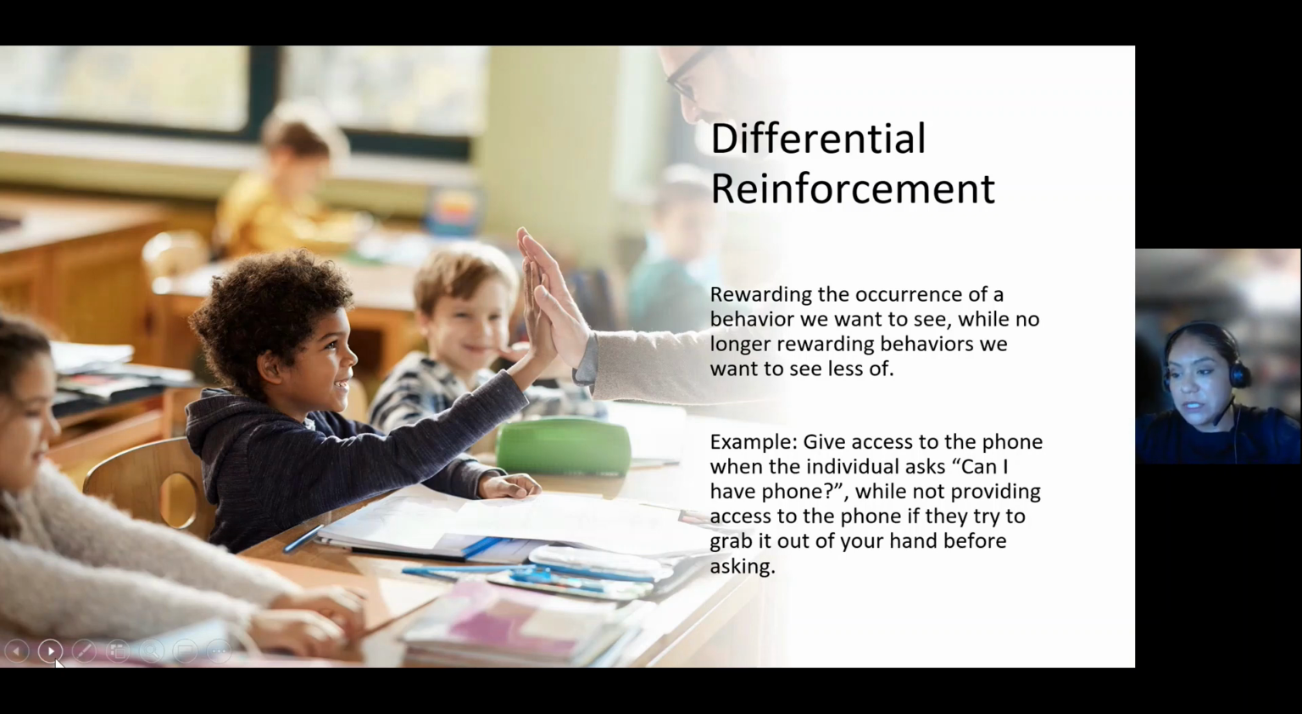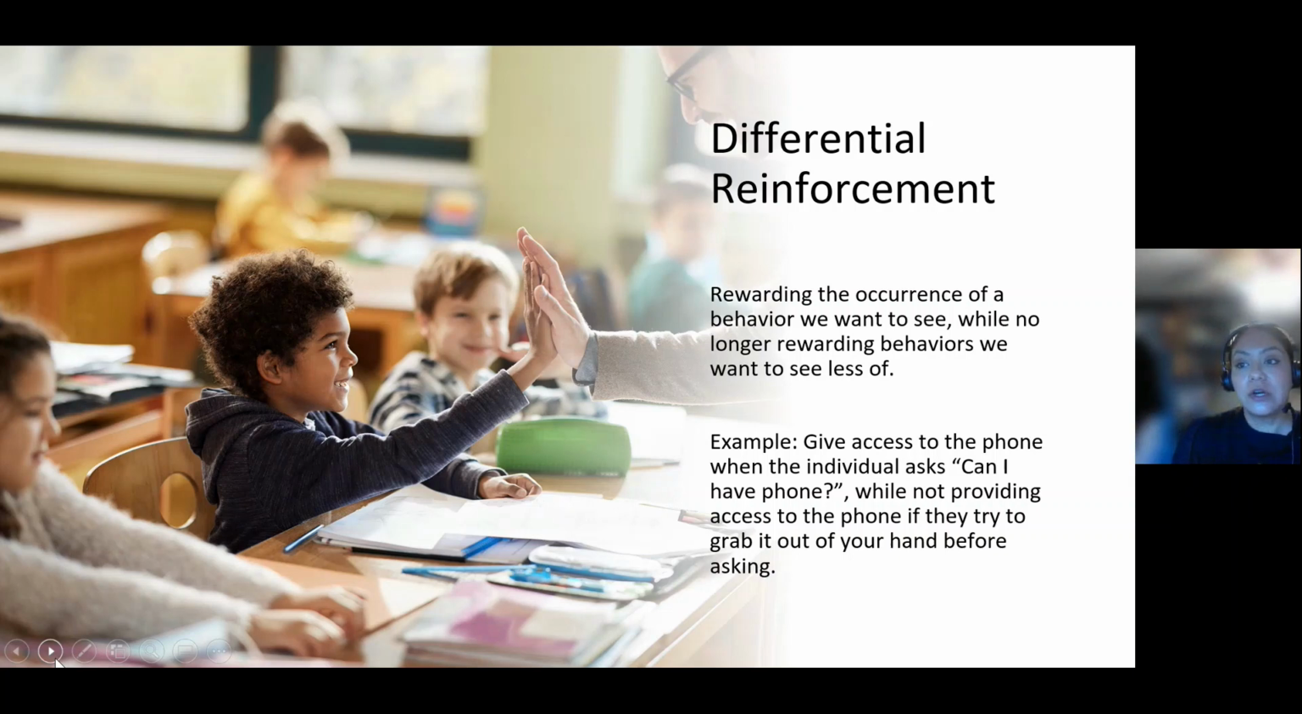Differential reinforcement is rewarding the behaviors that we want to see, and it depends on the amount of effort. For example, we want to make sure that we are providing a reward for an individual who says the phrase, "Can I have a phone?" versus just pointing to the phone, or just grabbing for the phone. So it's really important that we provide motivation, reinforcement, a reward when the individual is trying.